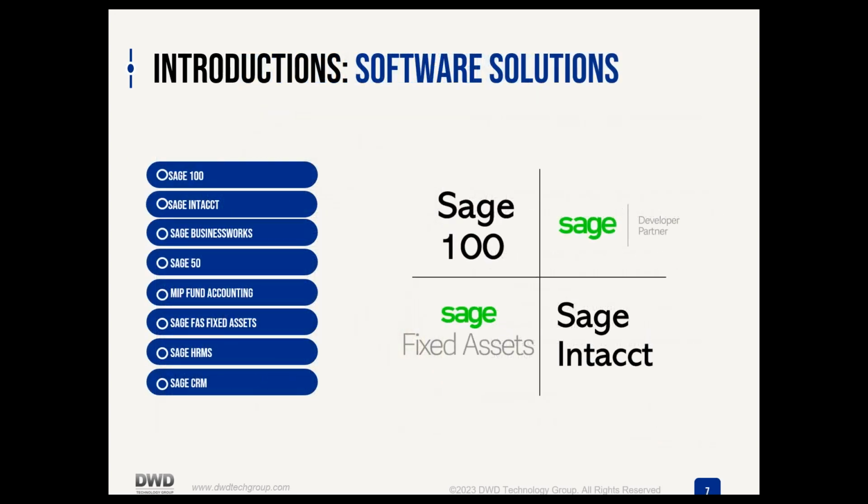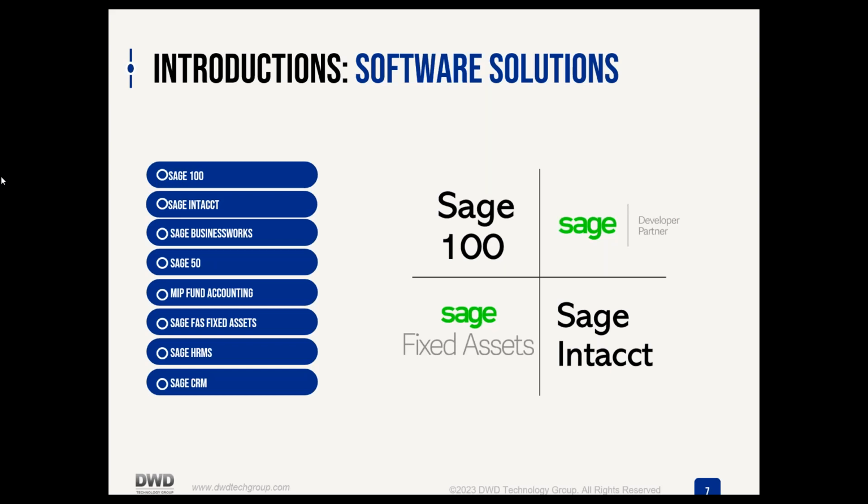What do we do? Software. We do a lot of different kinds of software. A large focus of our software is with the Sage family. Sage 100 is our primary manufacturing and distribution software. Sage Intacct is our web-based offering that Sage has recently, over the last few years, been getting out into the world. We have Sage BusinessWorks.